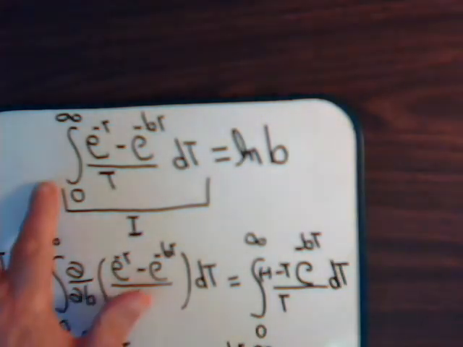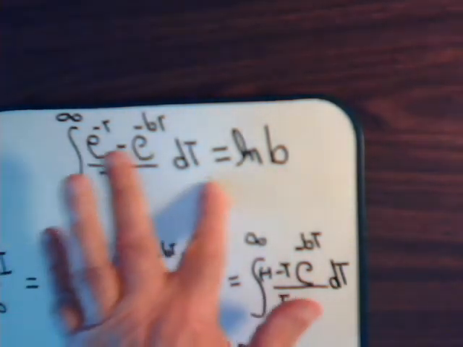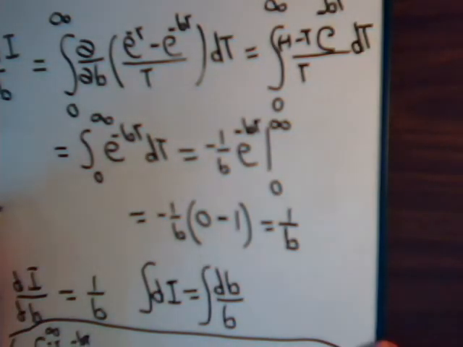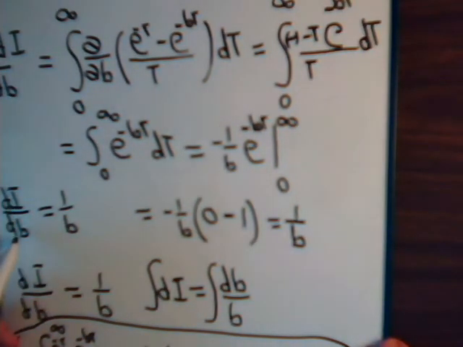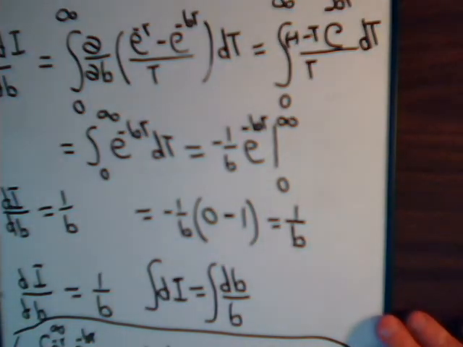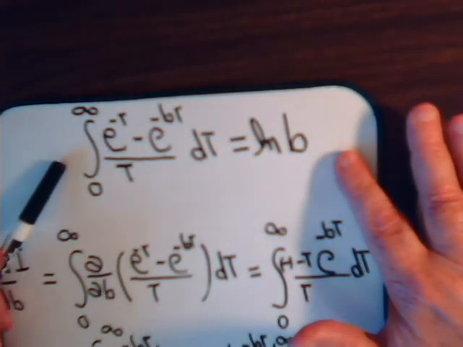So here we have a demonstration where we differentiated an integral. Then once we had that equation, that is that dI/db equals 1 over b, we were able to use this equation to solve for what the integral I is, and therefore we were able to solve this problem.